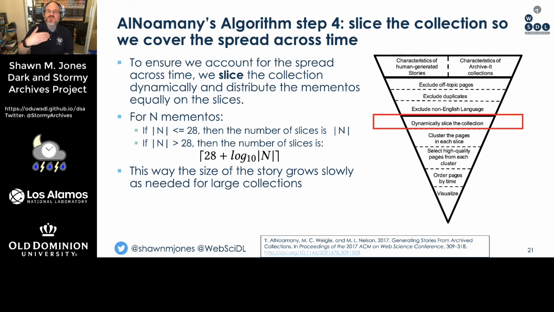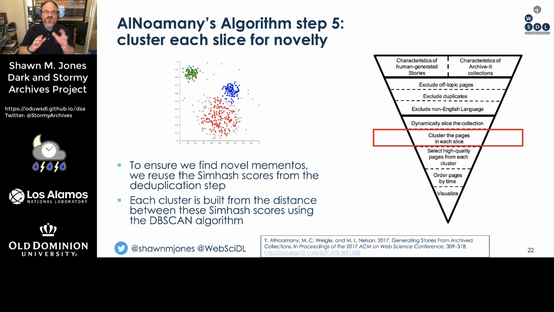So we might get a little bit higher than 28 if the collection is large enough, but it's going to grow slowly. We have generated some stories through this method that may have as many as 40, but that's still something that your visitors, your patrons, can go ahead and review manually as humans, compared to thousands of mementos. And Al-Nomani's algorithm step 5 is to cluster each slice for novelty.